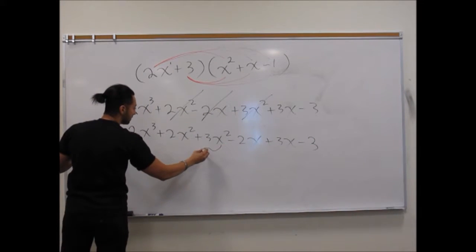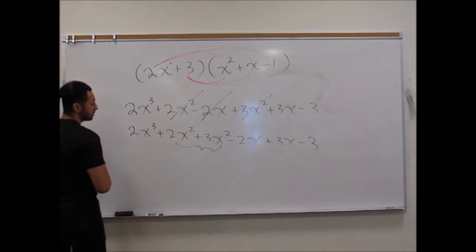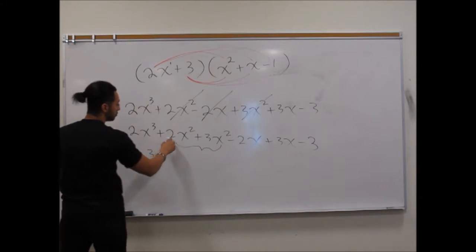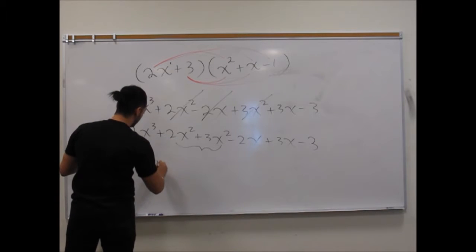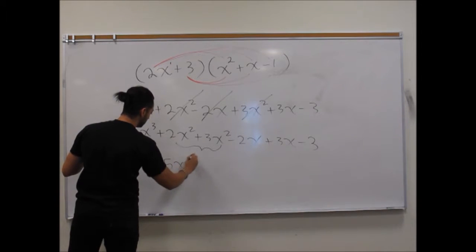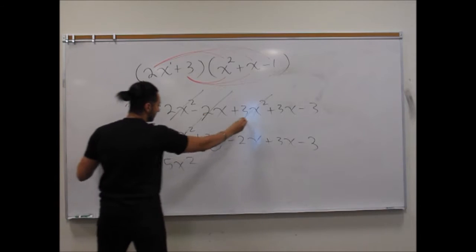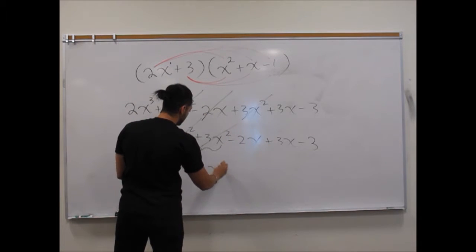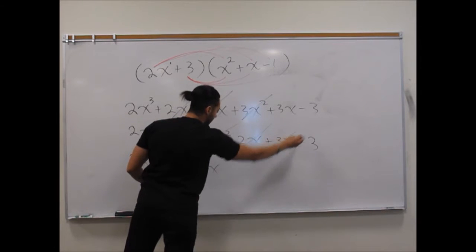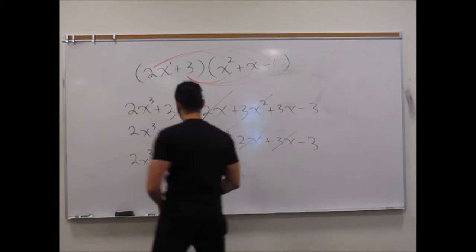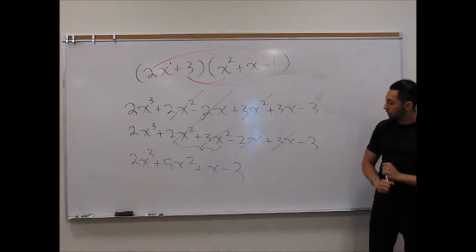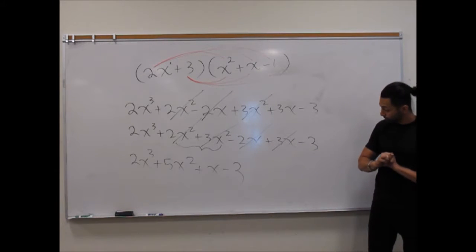So when you combine these second degrees together, so the 2x cubed stays, 2x squared plus 3x squared would be 5x squared. So there goes that. Negative 2x plus 3x would give us an x. And finally you have the negative 3 left over. So this should be your final answer, 2x cubed plus 5x squared plus x minus 3.